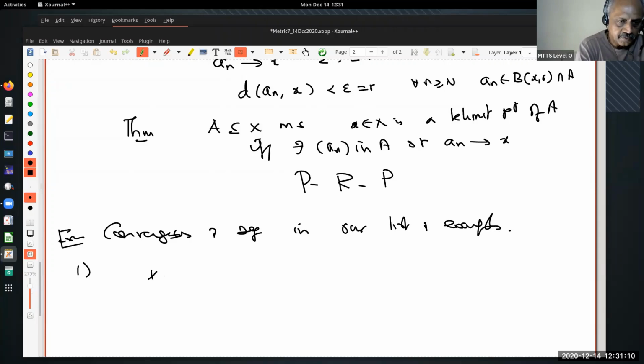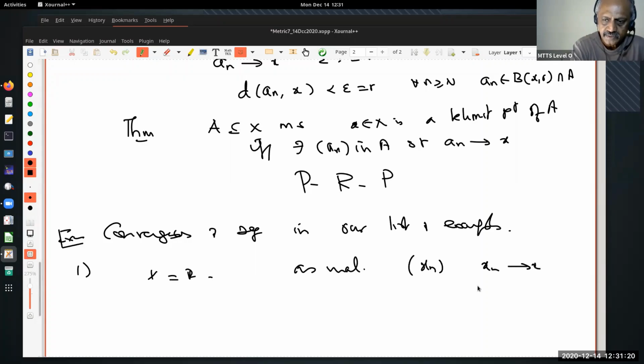X equal to R. This is as usual. There is nothing wrong. It's the same, right? What does it mean? If I have a sequence of real numbers xn, when do you say xn converges to x? If for every epsilon greater than 0, there is a natural number n, so that for every k greater than or equal to n, modulus of xk minus x is less than epsilon. This is nothing other than the distance between xk and x being less than epsilon.